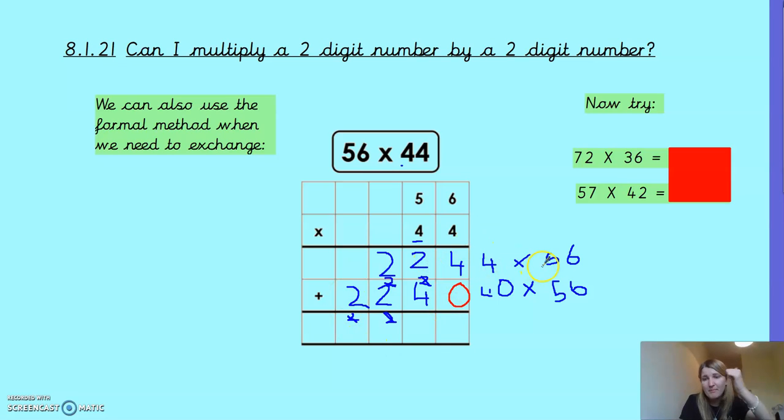So we've multiplied by the 1s, we've multiplied by the 10s. Final thing we need to do is add them together. 4 add 0 is 4. 4 add 2 is 6. 2 add 2 is 4. And 2 add nothing is 2. Add my comma in, the answer is 2,464.